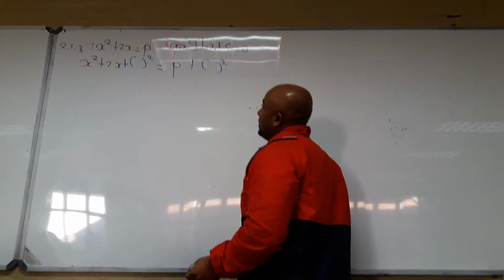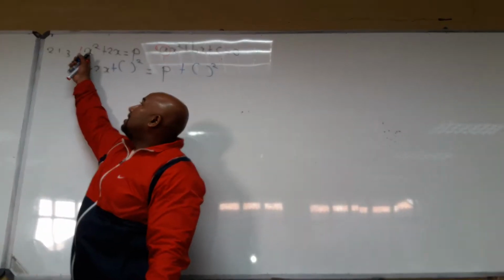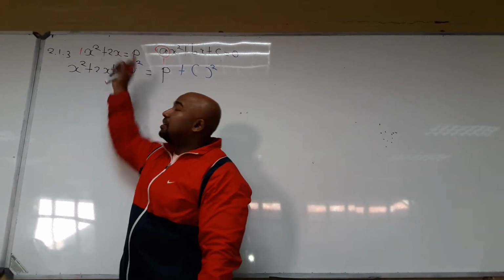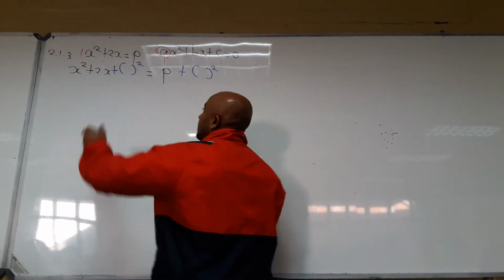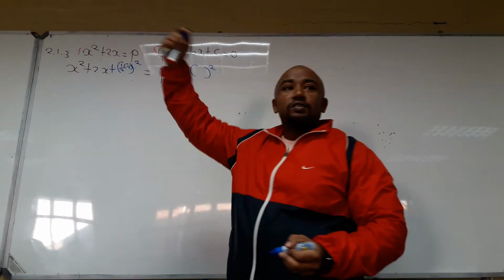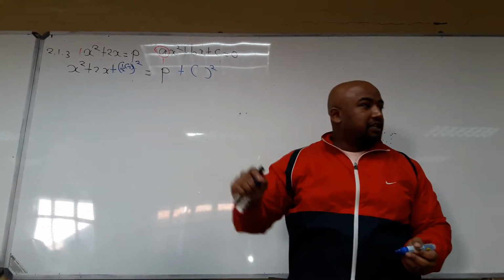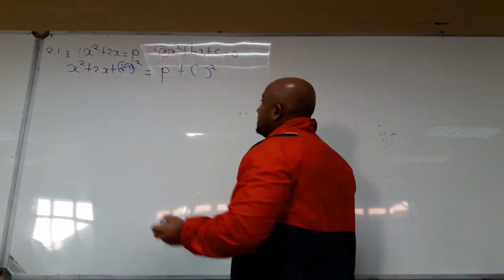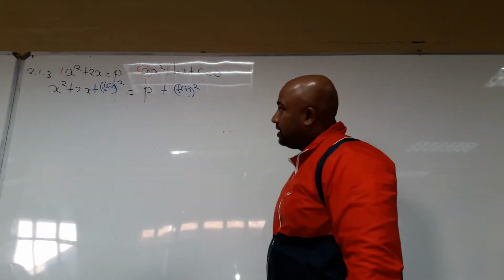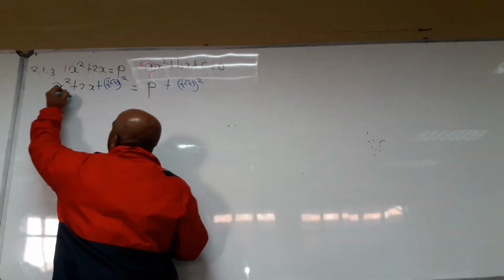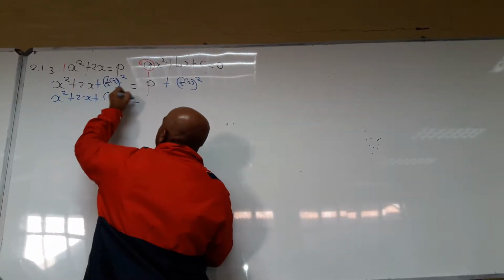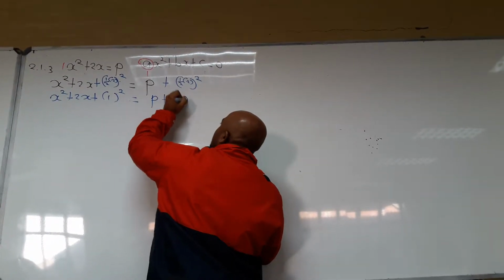So what is the coefficient of x? 2. Now we don't describe this as x, this is x squared. So we are looking at x, and the coefficient of x is 2. So half the coefficient of x will be half of 2, or the coefficient of x divided by 2, it's the same thing. So let's see what happens here. Now we've got x squared plus 2x plus 2 over 2, that will be 1, all squared, and then we've got p plus 1 all squared.